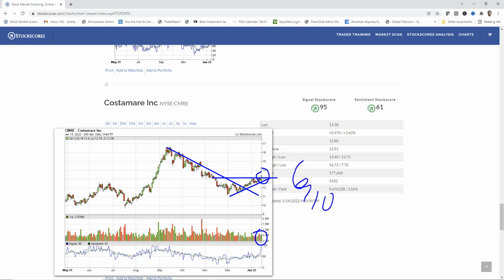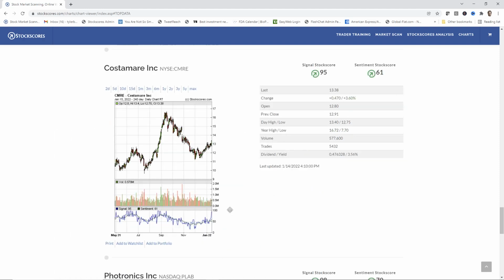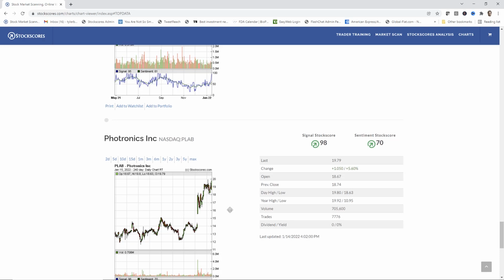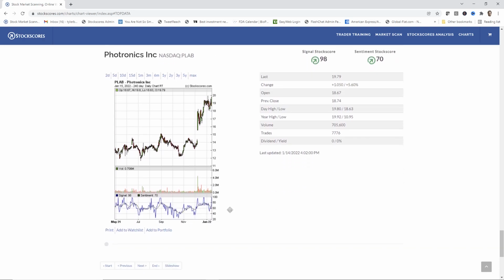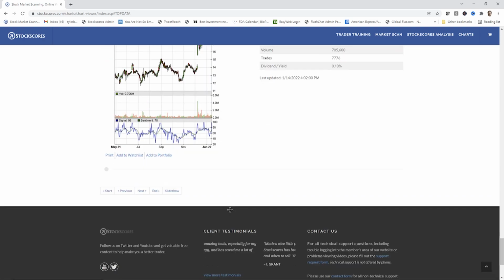If it had a little more volume, I'd probably bump it up to a 6.5, meaning I think it has a 65% chance of going up. But in fact, I think it's more like a 60% chance of moving higher. PLAB, that bus has left the station, so I don't really think there's much to do on that one.